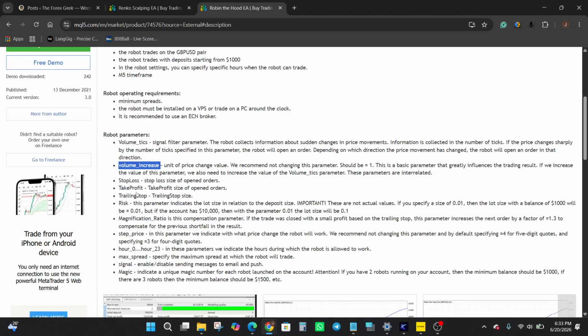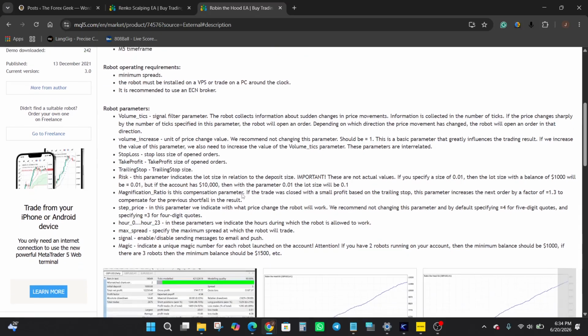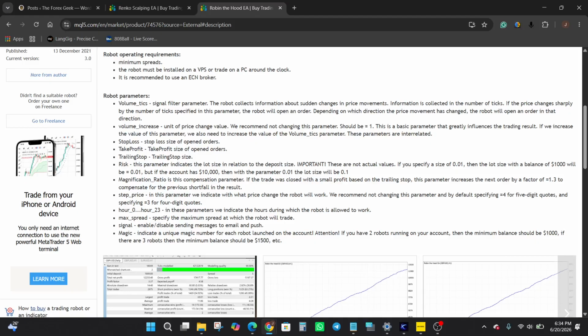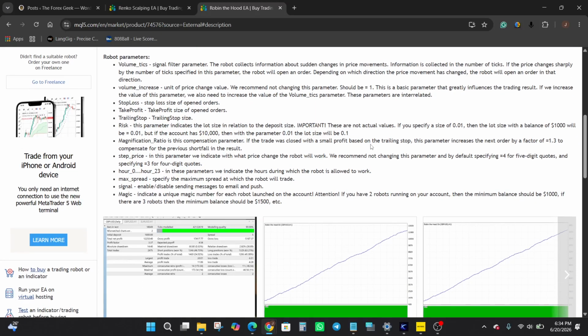Additional controls include stop loss, take profit, and trailing stop settings, along with a risk parameter that adjusts lot sizing relative to account balance. The developer provides an example showing how lot sizes scale automatically as account size increases. Another interesting setting is magnification ratio. According to the description, if a trade closes with only a small profit due to trailing stop activity, this parameter increases the size of the following trade by a factor of 1.3 as a compensation mechanism.